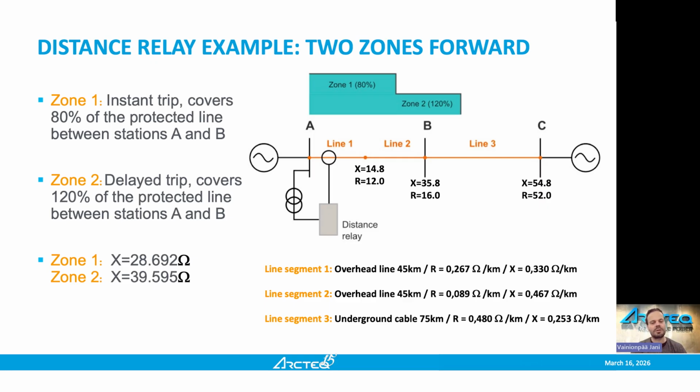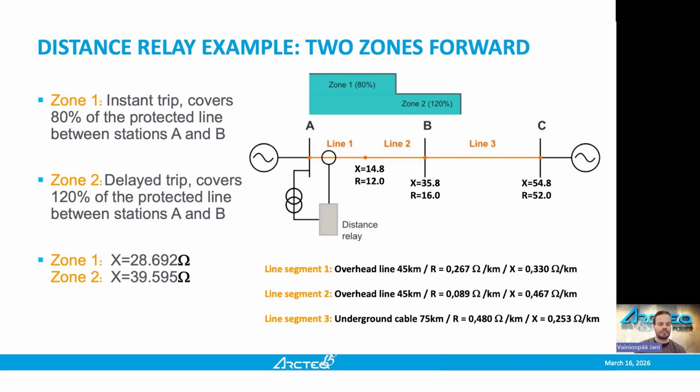Resistive values are 0.267 ohms per kilometer, and the reactive values are 0.33 ohms per kilometer. And normally you get these values from the cable manufacturer. They are normally primary values, and you get them from the brochures, and they are ohmic values as per kilometer. So a second line, we can say it's also 45 kilometers with its own resistive reactive values, and the line 3 is basically underground cable, and the length is 75 kilometers.